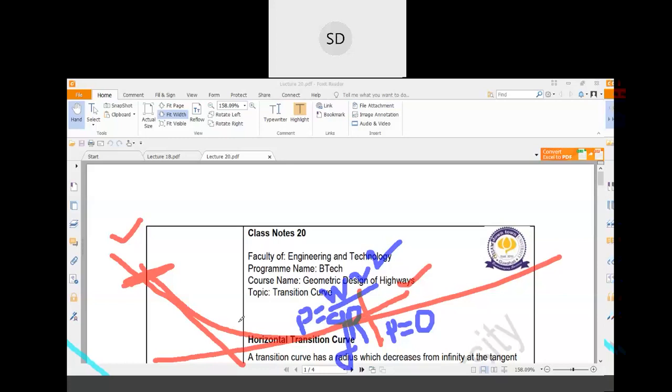Now the thing is how the centrifugal force will act. As per the formula written over here, your centrifugal force P is W V squared by G R. So it indicates that if radius is large, the centrifugal force will be lesser. And you know the radius of a straight path is basically infinity. So if the radius of a straight path is infinity, P would be W V square by G into infinity, that would be zero.